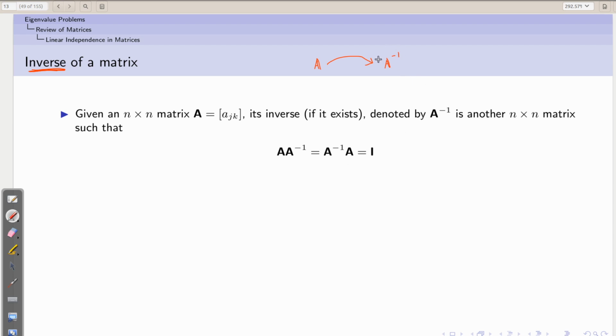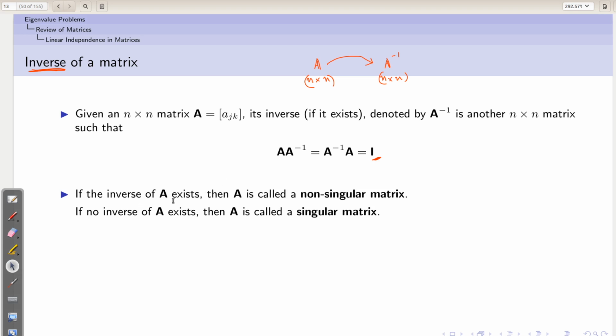This A to the power minus 1 will be another n cross n matrix. So A is an n cross n matrix, and A inverse will also be an n cross n matrix. But then this inverse should exist. If the inverse exists, then what is this inverse? The inverse is another matrix such that if you multiply the matrix with its inverse, or the inverse with the matrix itself, the result will be the identity matrix. That is known as an inverse of a matrix.